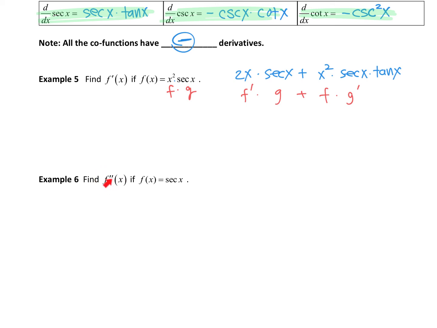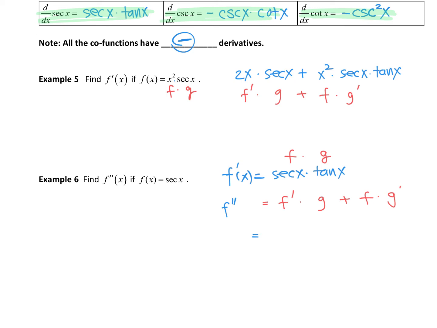Now let's get example 6. Find the second derivative of f. Okay, fine, so we just have to take the derivative twice. Let's see what happens. First, f prime of x. Again, f is secant, and the derivative of secant is secant tangent. So that's my first derivative. Now I want to do the second derivative. I do the same thing, it's a product of two things, so this will be f prime times g plus f g prime. I have a feeling this is going to be a little more complicated than the other ones.